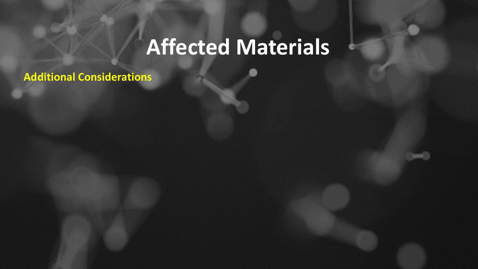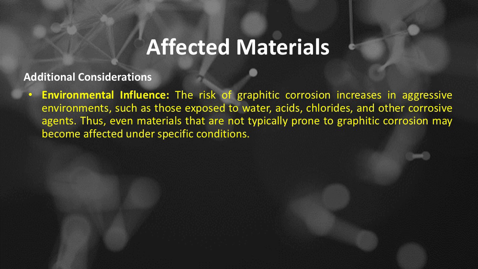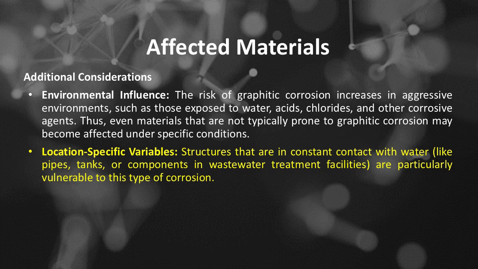Additional considerations. Environmental influence. The risk of graphitic corrosion increases in aggressive environments, such as those exposed to water, acids, chlorides, and other corrosive agents. Thus, even materials that are not typically prone to graphitic corrosion may become affected under specific conditions. Location-specific variables. Structures that are in constant contact with water, like pipes, tanks, or components in wastewater treatment facilities, are particularly vulnerable to this type of corrosion.